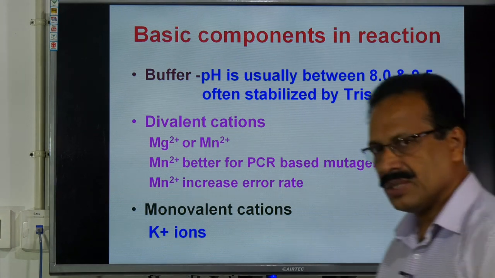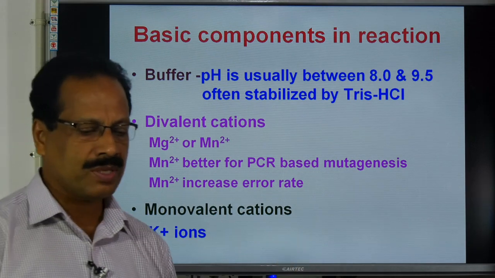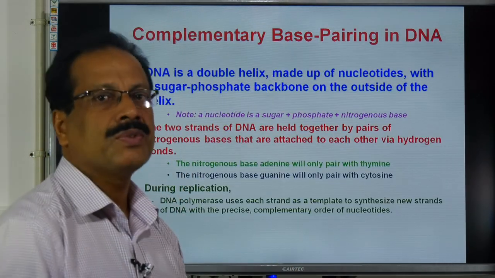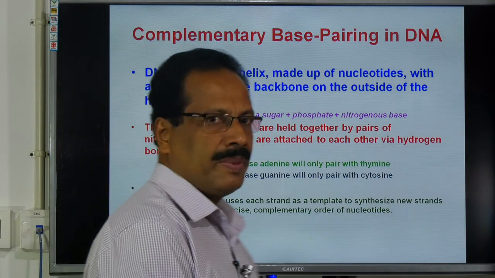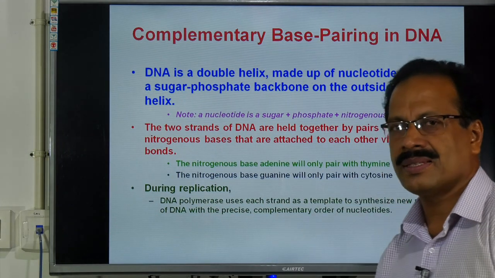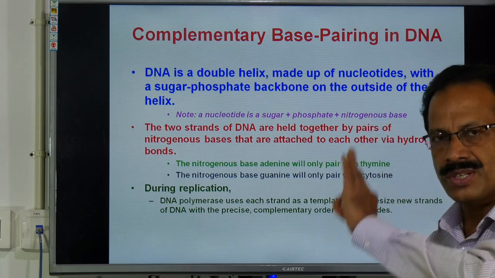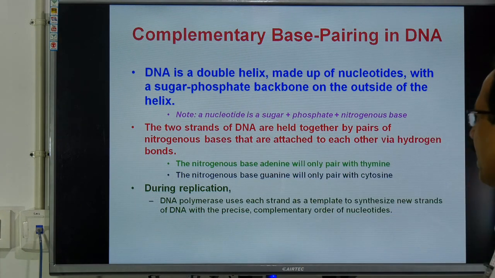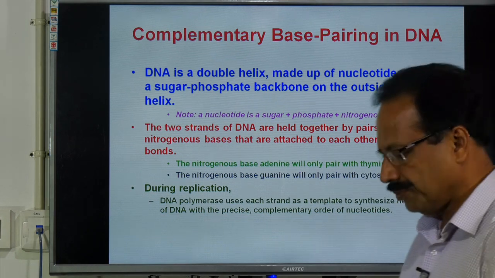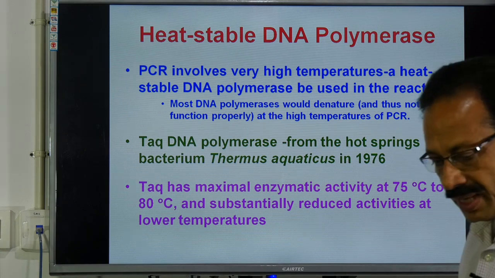And monovalent cations, we don't know the exact role of this cation, but they help to stabilize and enhance the activity of the enzyme. And complementary base pairing, you know that the enzyme attaches the correct complementary bases, complementary to the leading strand or the lagging strand, depending upon where it is acting. This we have already discussed.